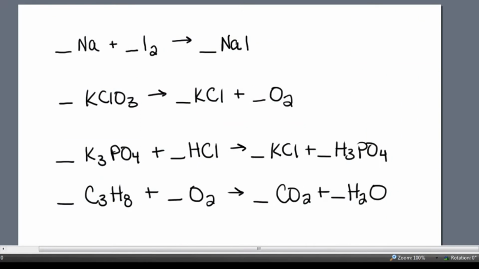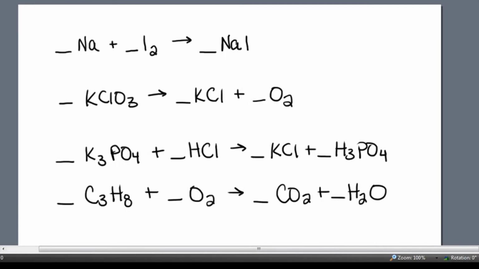Okay, so these are the 4 example problems at the top of your first page of practice. Bear with me for 1 second. Get my setup. Okay, here we go.